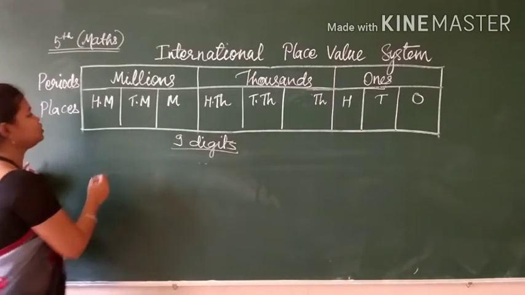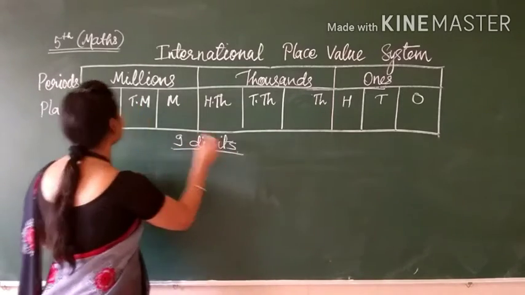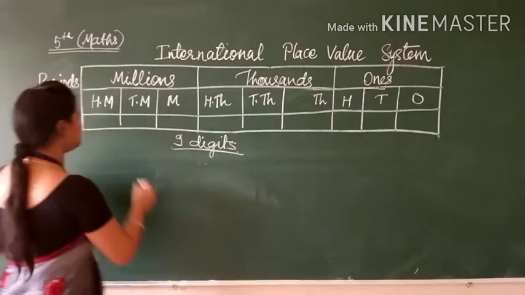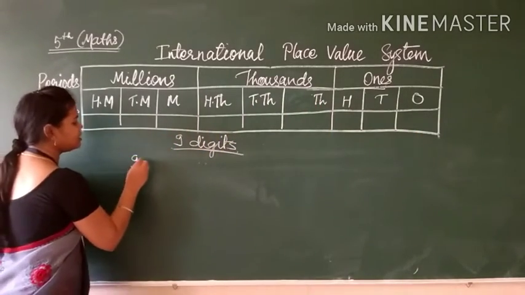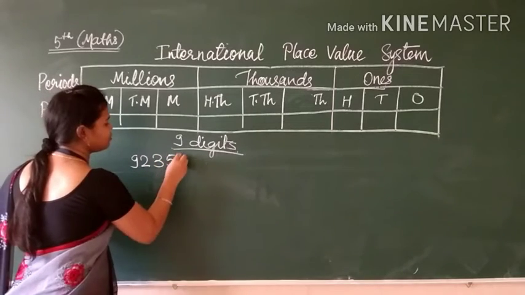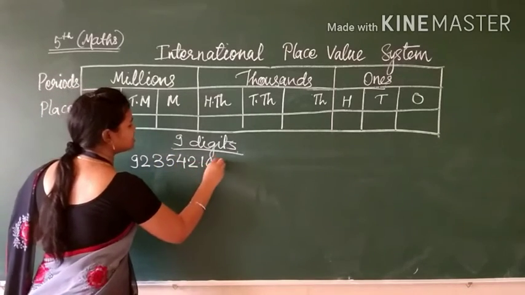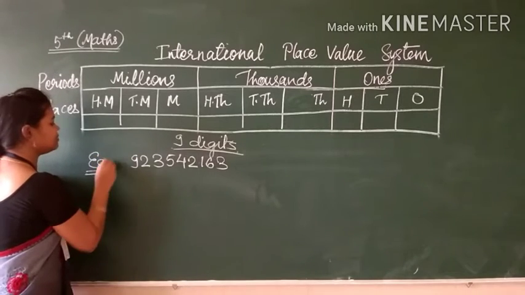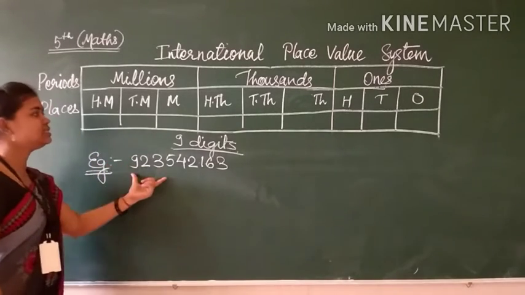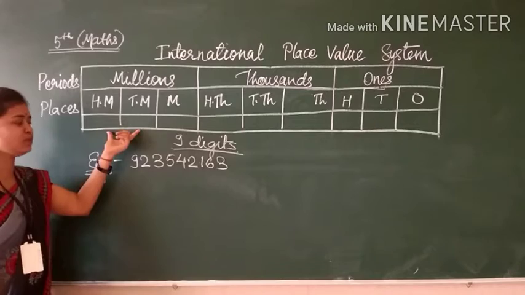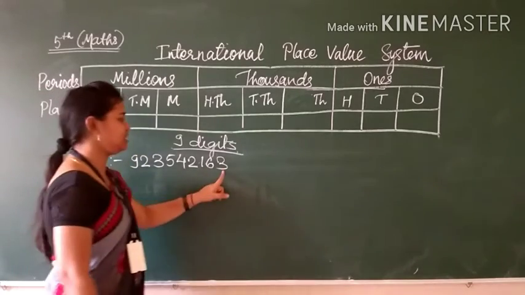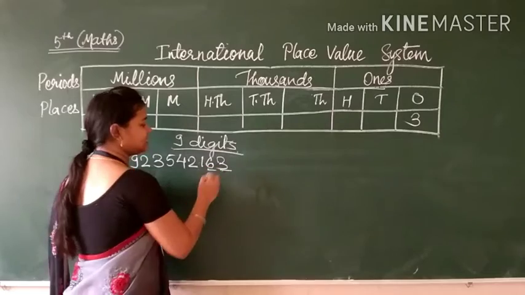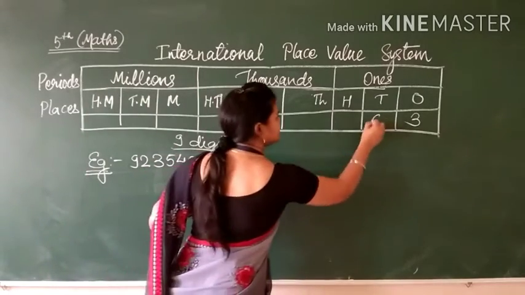So if we want to write a 9-digit number, for example, the 9-digit number is 9, 2, 3, 5, 4, 2, 1, 6, 3. I have taken this number as an example, and I will put it in the international place value chart as follows. See, 3 in the ones place. Then the second digit is 6, 6 in the tens place.